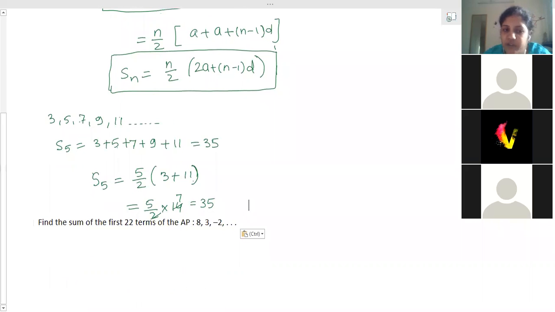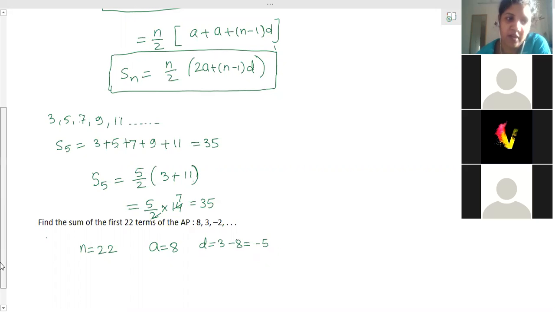Find the sum of the first 22 terms of an AP. The AP is given: 8, 3 and minus 2. The first 22 terms is the sum. That means n is equal to 22, a is equal to 8, d is equal to 3 minus 8, that is minus 5.